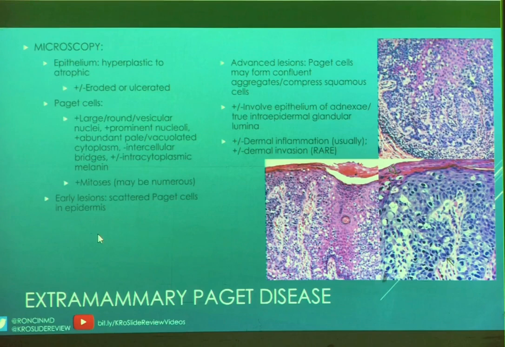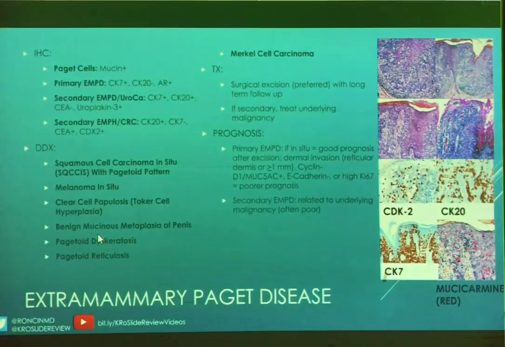Really, the example that we have is an extremely wonderful example of confluent Paget cells. On IHC, Paget cells are mucin positive. Primary extramammary Paget disease will also be CK7 positive and androgen receptor positive; remember, we're looking at areas that are rich in apocrine glands. If it's secondary, as with urothelial carcinoma, those will also be CK7 positive, but CK20 positive, CA negative, and uroplakin 3 positive. And if it's related to colorectal cancer, CRC, those are CK20 positive, CK7 negative, CA positive, CDX2 positive.